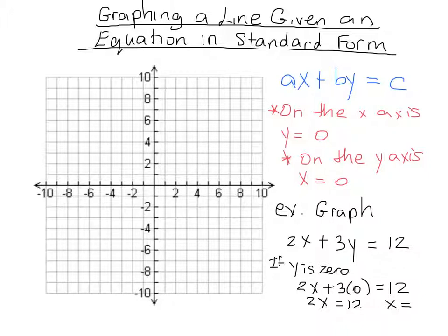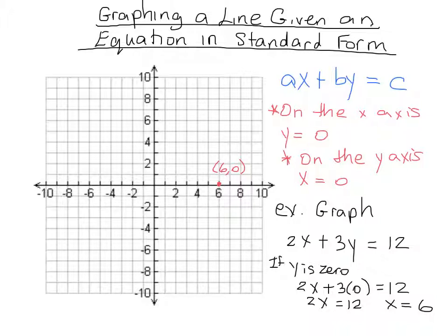x is 6. So when y is 0, x is 6, and that is actually a point. X is 6 and y is 0, 6, 0. And we've figured out the x-intercept. We can do something very similar to figure out the y-intercept.